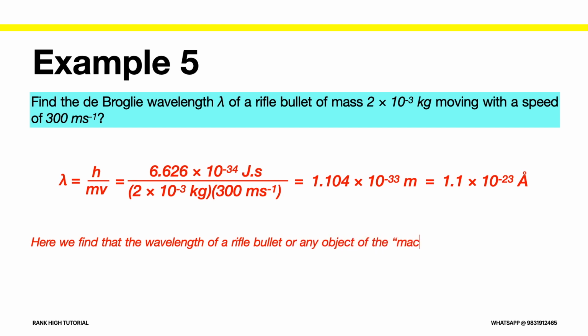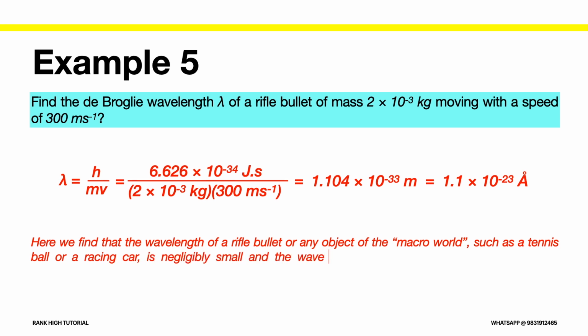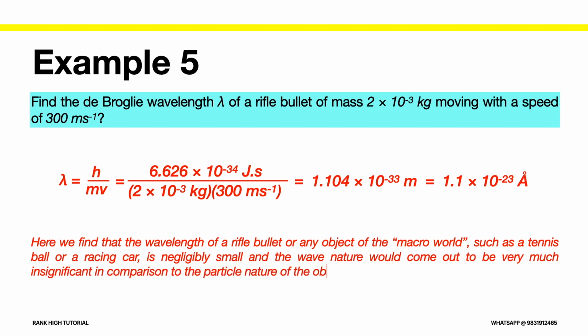We find that the wavelength of a rifle bullet or any object of the macro world, such as a tennis ball or a racing car, is negligibly small, and the wave nature would come out to be very much insignificant in comparison to the particle nature of the object.